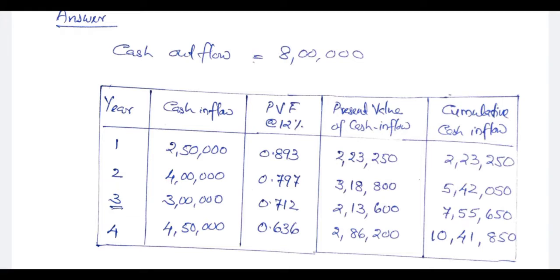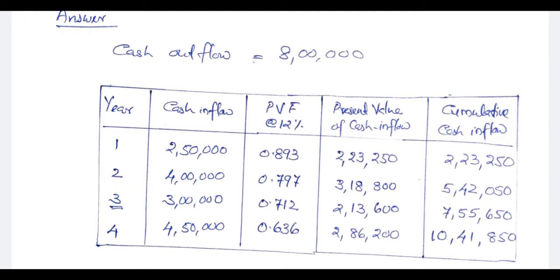Third year, to 5,42,050 rupees we have to add 2,13,600. So which comes 7,55,650. And the last year we have to add 7,55,650 plus 2,86,200, that is 10,41,850. So cumulative cash inflow is given and the table is completed.